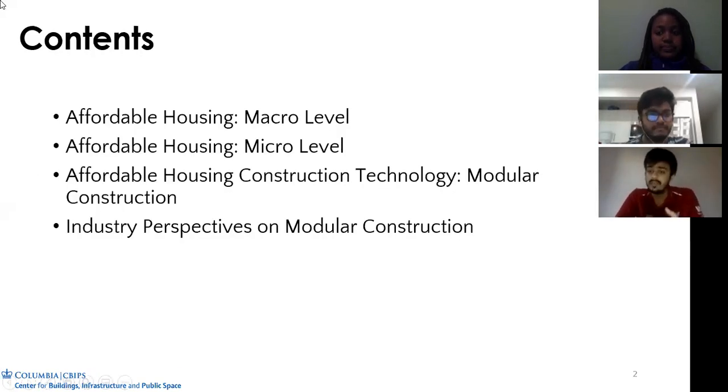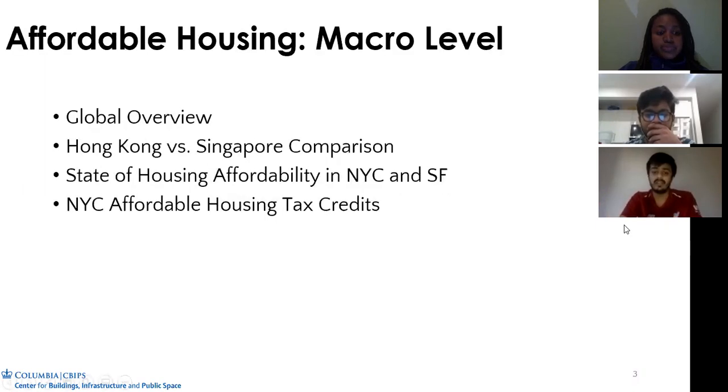So we'll start off with looking at affordable housing on a macro level. Then we'll delve deeper into the micro level research about affordable housing. Following that, we'll shift our focus to modular construction and the barriers, the challenges, and the solutions to those barriers. And we'll end our presentation with the perspective from people who have worked in the industry and who know about modular construction. So Sheila will start off the presentation now.